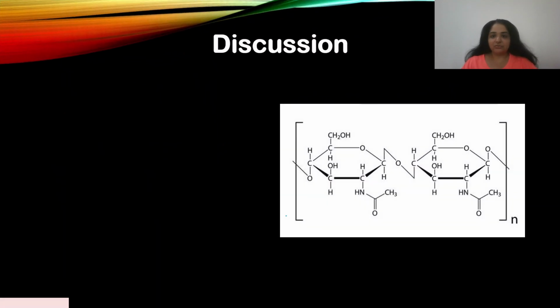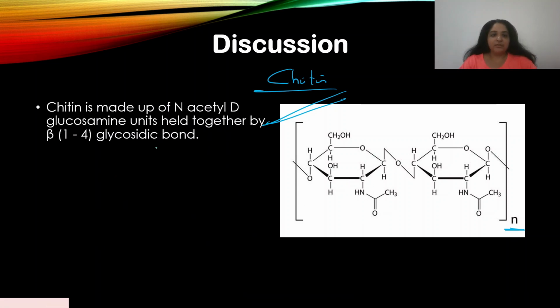So this is the structure of chitin. You see, the N means the number of units of chitin that are formed. It's a glycosidic bond that is formed. Chitin is made up of N-acetyl D-glucosamine units held together by beta 1 to 4 glycosidic bond. So a glycosidic bond is formed between 1 and 4. This is N-acetyl glucosamine, this is also N-acetyl glucosamine, and a glycosidic bond is formed between them.